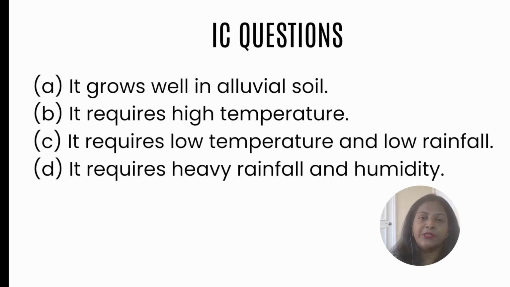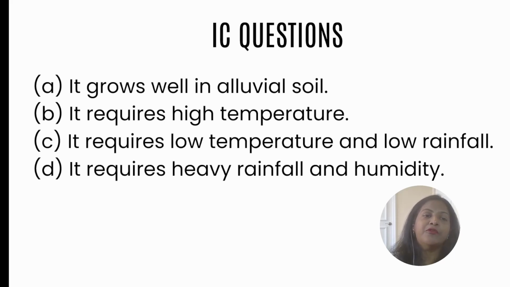Now, the internal choices, these are not the options, these are internal choices. It grows well in alluvial soil, which is true about jute. It requires high temperature. This is also true about jute. It requires low temperature and low rainfall. So this is not true, not required. And it requires heavy rainfall and humidity.